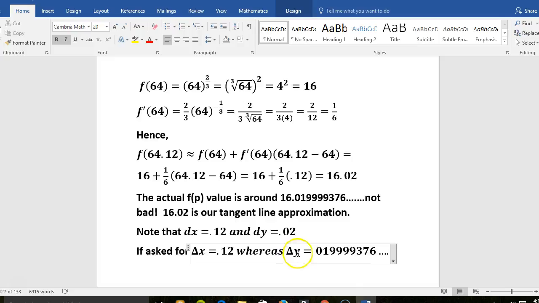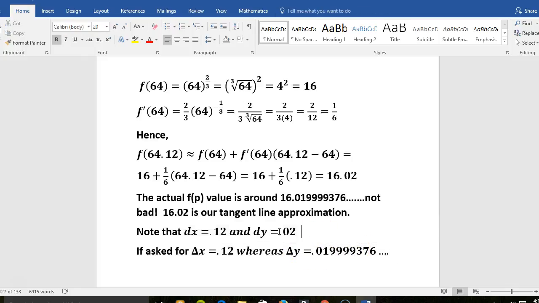Because remember, guys, to get delta y, you do f of p, the exact f of p, which you have to use a calculator to get. That's the hard part. That's that guy right there. Minus f of c, which is just 16. The f of c is 16. So you do 16.01 blah, blah, blah, minus 16, and you get 0.019999376, so on, whatever. So that's your delta y.